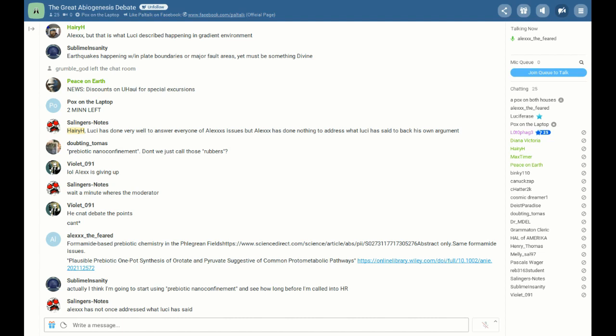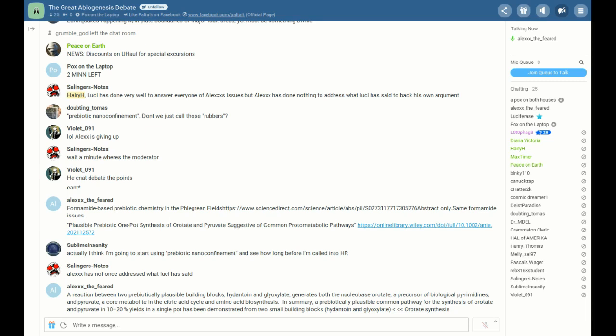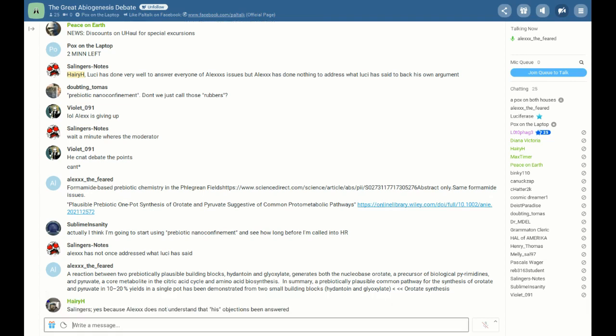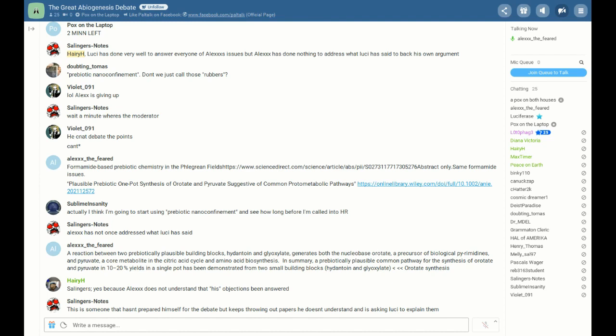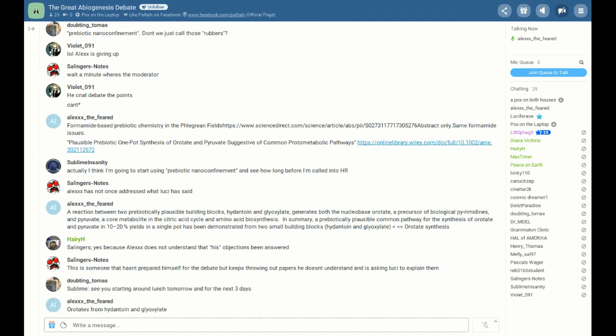Okay, so we want orotate, right? How do we get orotate? A reaction between two prebiotically plausible building blocks, hydantoin and glyoxylate, generates both nucleobase orotate, precursor of biological pyrimidines, and pyruvate, a core metabolite in the citric acid cycle, amino acid cycle, and so on. Basically, to summarize, we want orotate from hydantoin and glyoxylate. Right, okay.